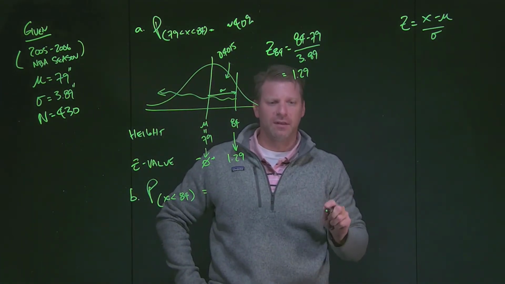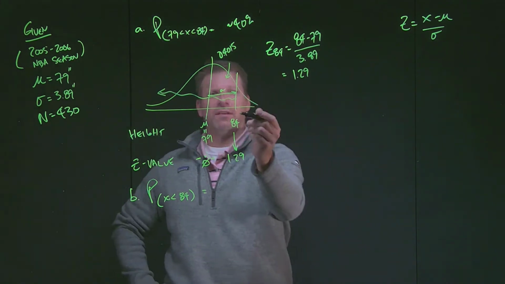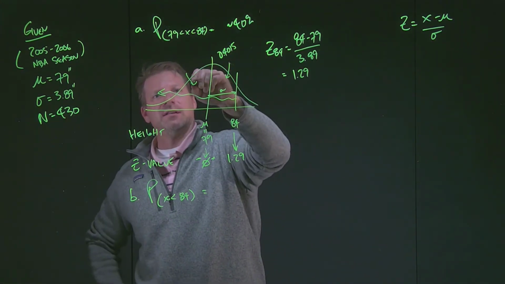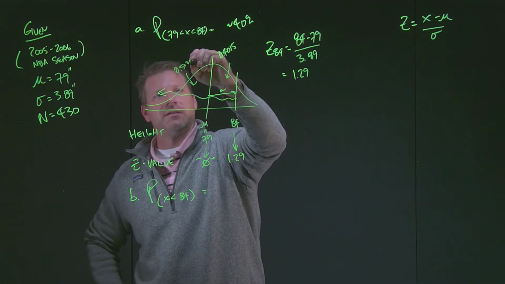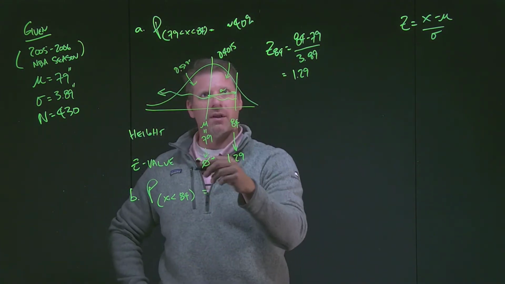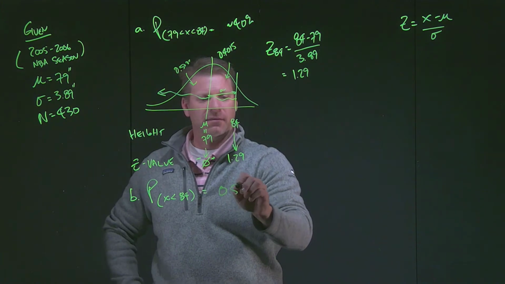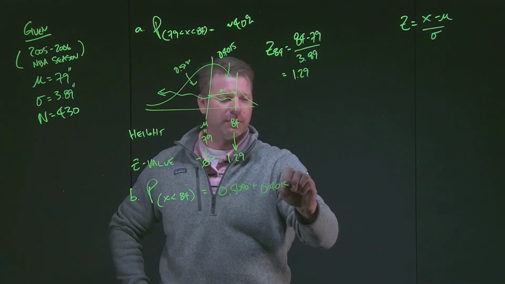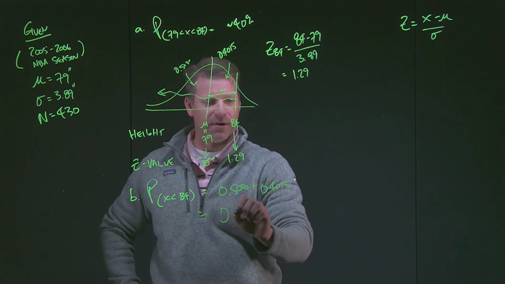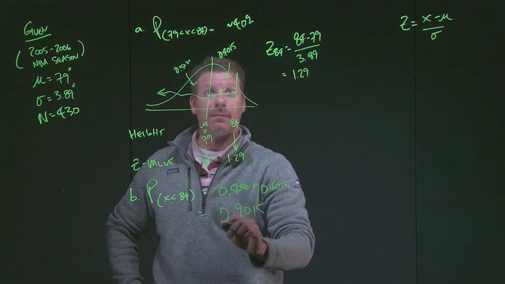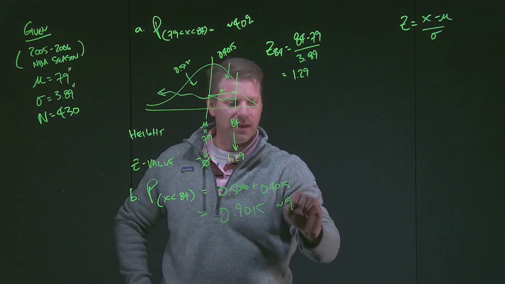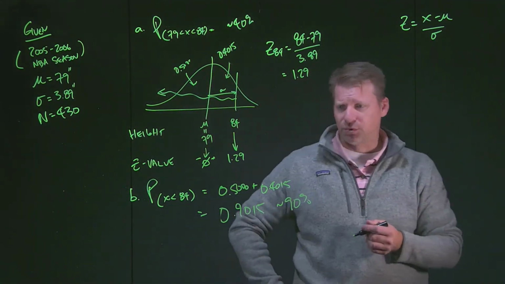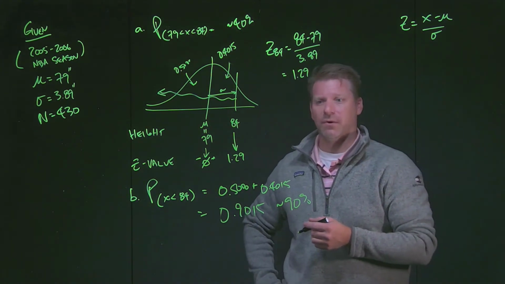Dropping the cap does not mean I'm going to re-record this video. So everything below 84 inches is what I'm referencing here. We know that this entire side of the distribution is 50%. So if we want to figure out what's below 84, we're simply going to add in the 50% plus the 40%, which is going to get us right around 90%. So right around a 90% chance of having a player shorter than, if you will, 84 inches.